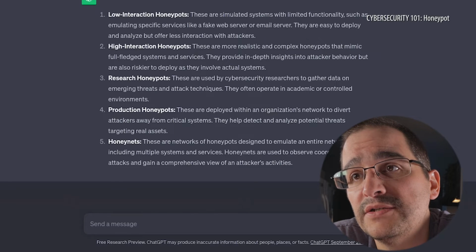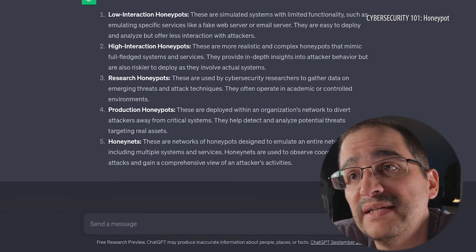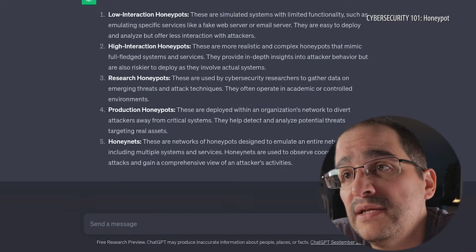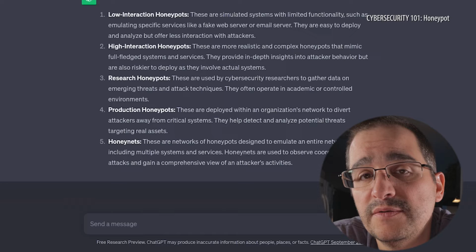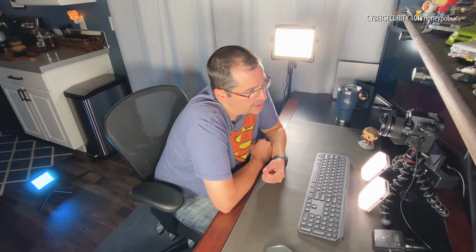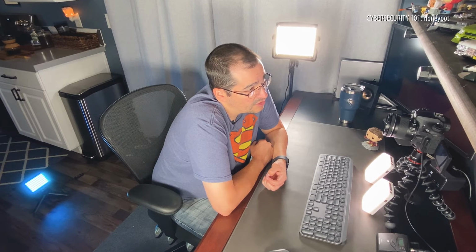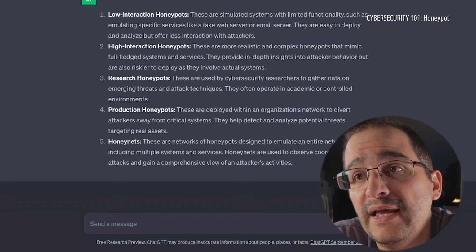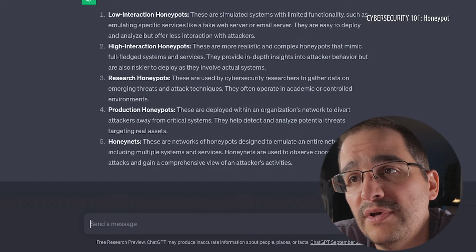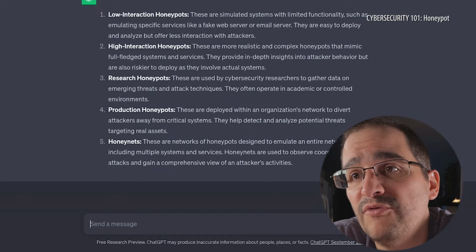Okay, so a high interaction honeypots. These are more realistic and complex honeypots that mimic full-fledged systems and services. Okay. They provide in-depth insights into attacker behavior, but are also riskier to deploy as they involve actual systems. Oh, okay. So those ones are actually on real systems. The other ones are not. Interesting. Production honeypots, these are deployed with an organization's network to divert attackers away from critical systems.